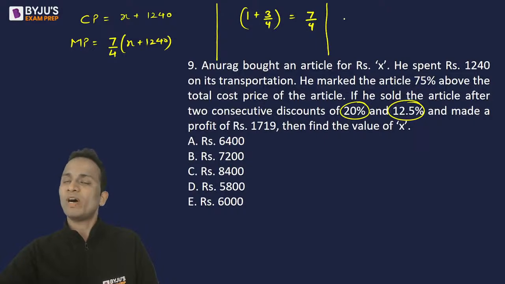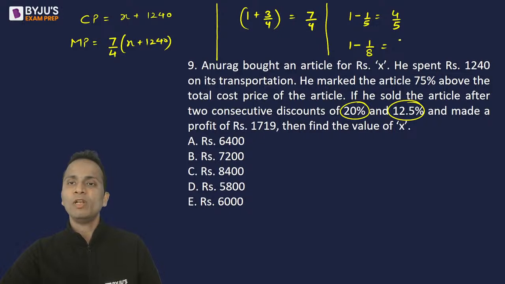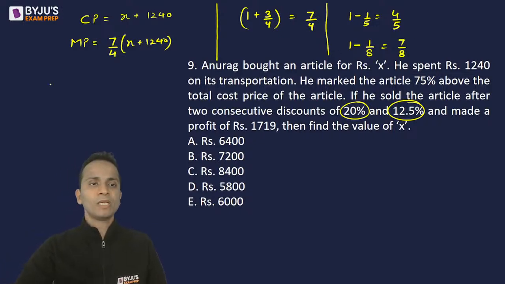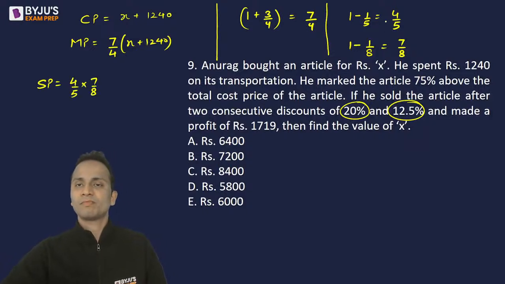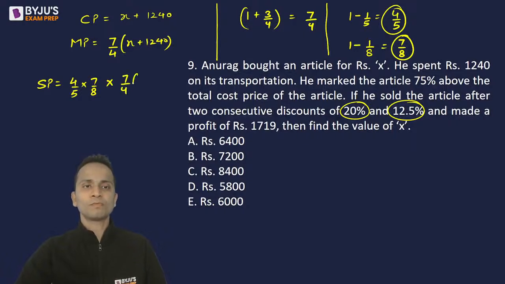Now 20% is 1/5. So a reduction of 1/5 will give me a fraction of 4 by 5. And 12.5% is 1 by 8. So a reduction of 12.5%, that is a reduction of 1 by 8, will give me a fraction of 7 by 8. So we can say that the selling price will be 4 by 5 into 7 by 8. These two fractions are involved, times the mark price. Now the mark price is 7 by 4 of x plus 1240.